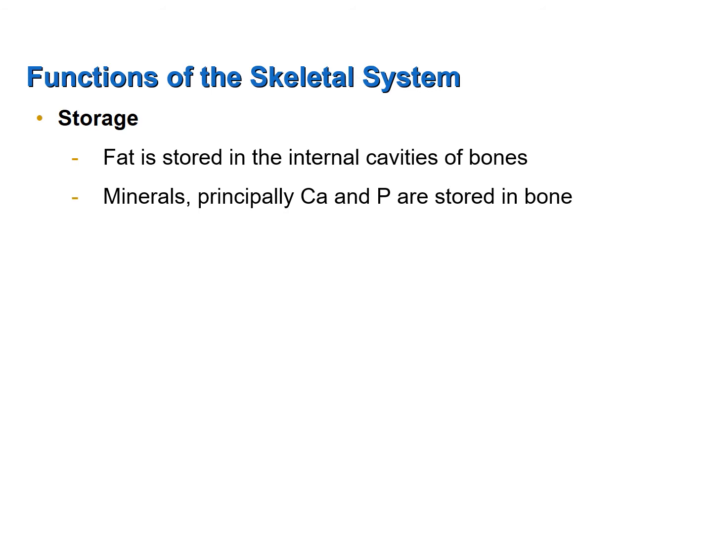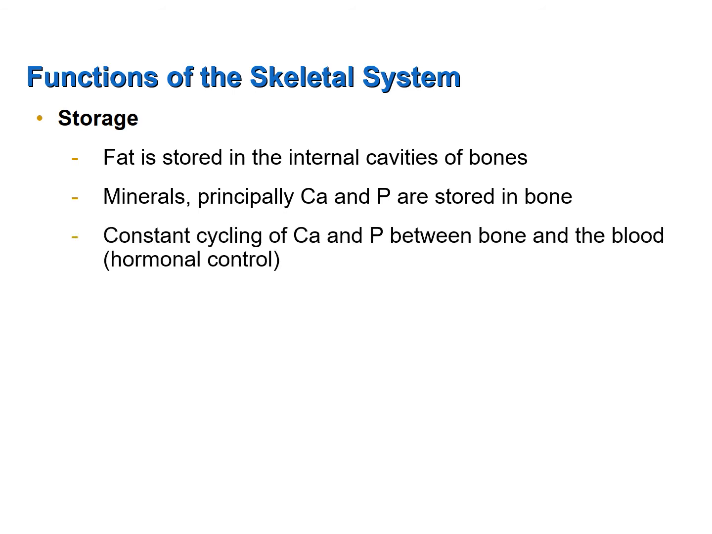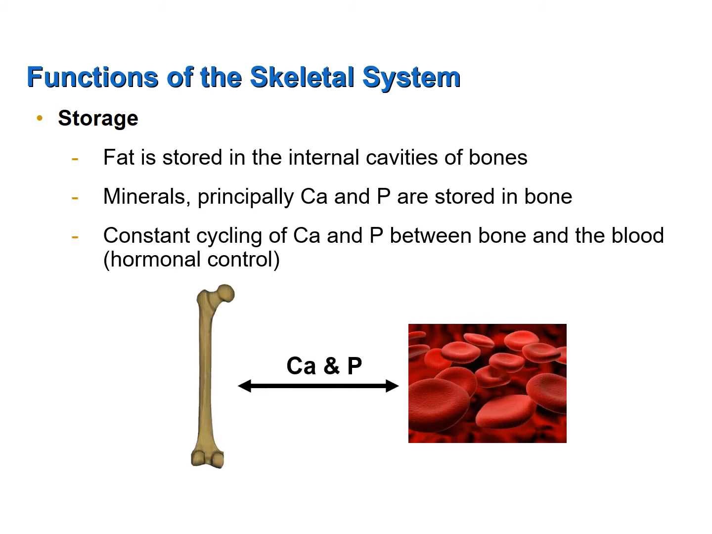99% of the calcium in your body and a good percentage of the phosphorus is found in your bones. Calcium and phosphorus levels in the blood are very important, calcium especially. So there is this constant cycling of calcium and phosphorus between the bone and the blood.